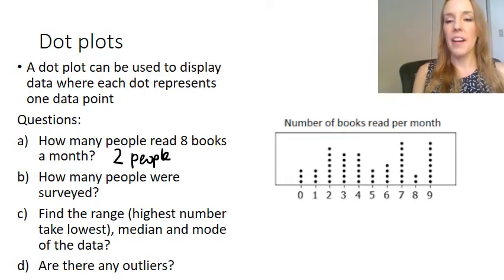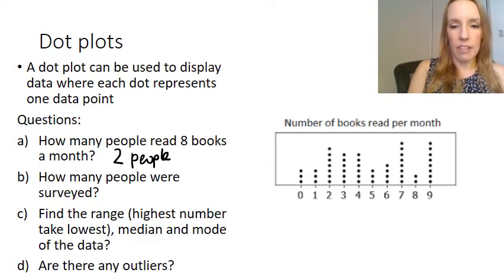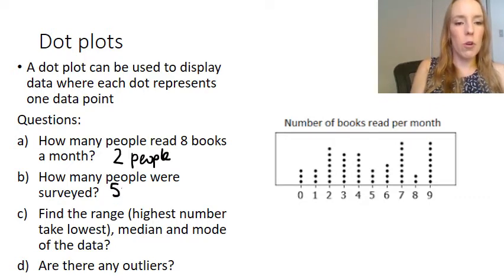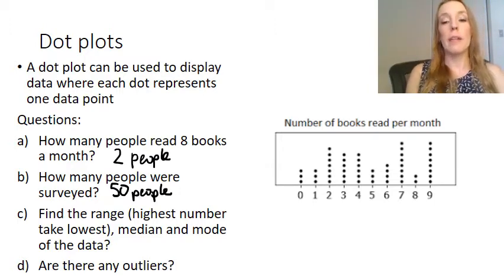How many people were surveyed? Okay, so this is going to take us a while. We're going to count every single one of those dots. 1, 2, 3, up to 50. So there were 50 people who we surveyed for this. Each dot is a different person. There are 50 dots total, which means 50 people total.